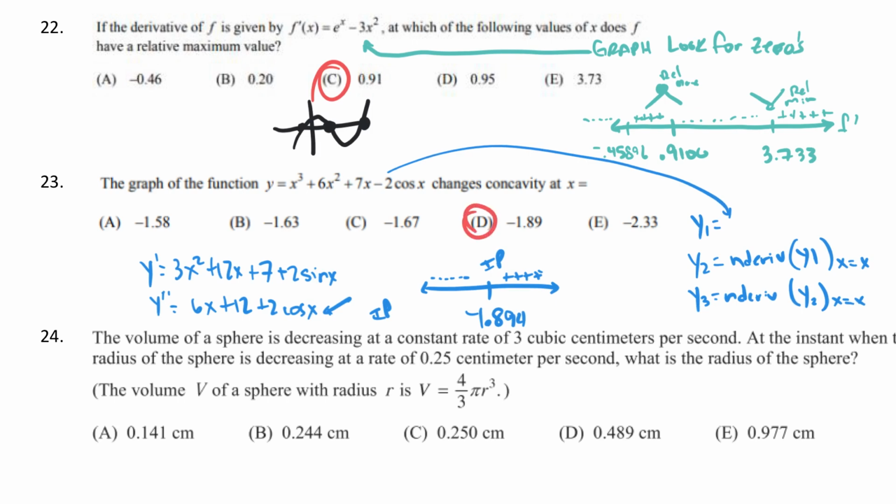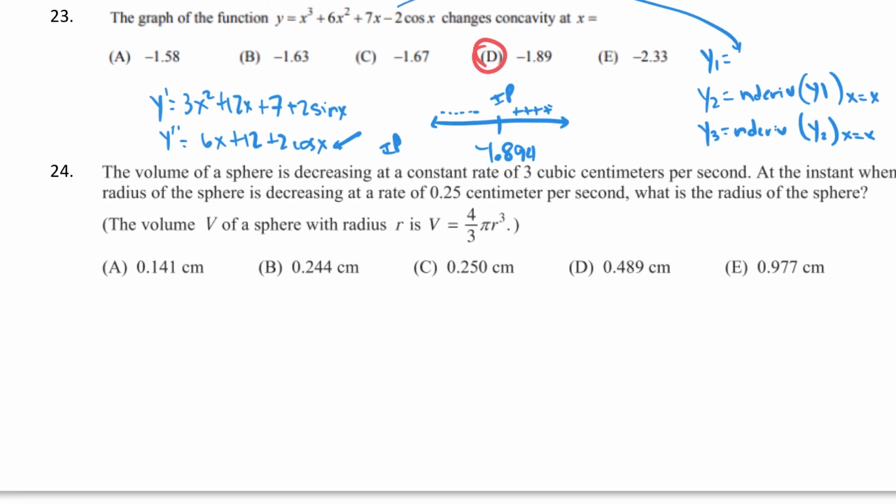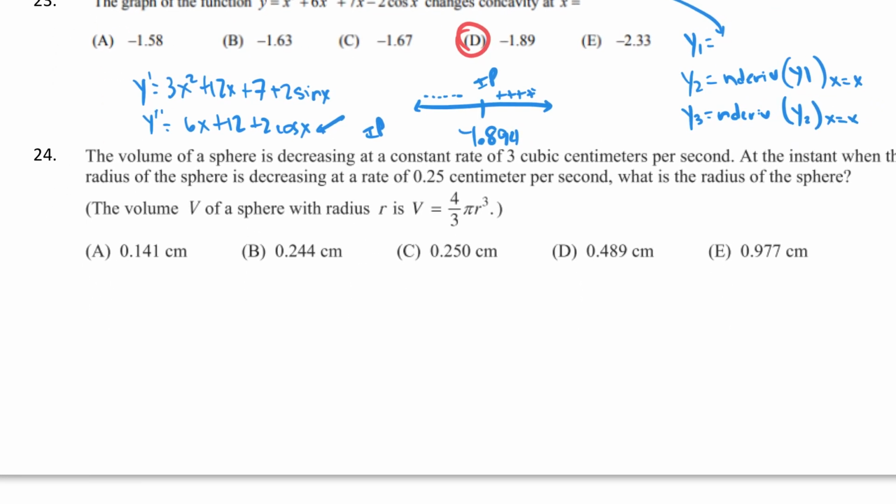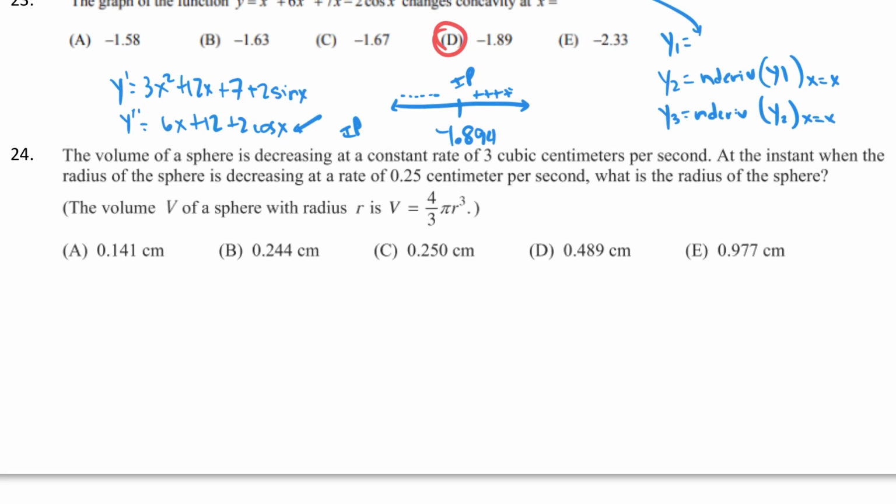All right. And our last problem. Here we go. The volume of a sphere is decreasing at a constant rate of 3 cubic centimeters per second. At the instant when the radius of the sphere is decreasing by that, what is the radius of the sphere? And they went ahead and gave us, how nice of them, the volume of a sphere. So let's take a look at what we have here, and we will do this.